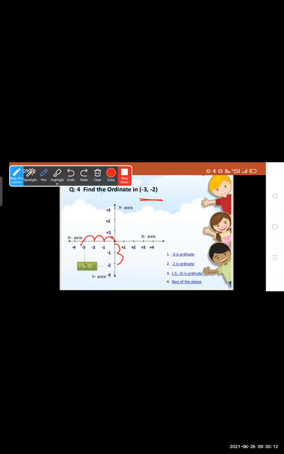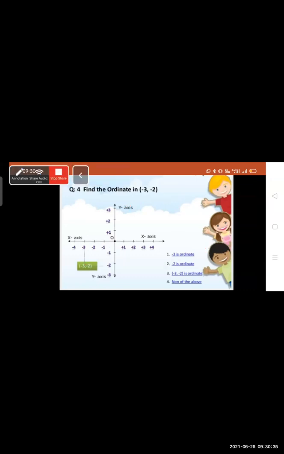So they ask find the ordinate in (-3, 2). So ordinates means y values. The y value is 2. So simple. The answer is we check -3? No. 2 is the ordinate. So we say that 2 is the correct answer. Okay.